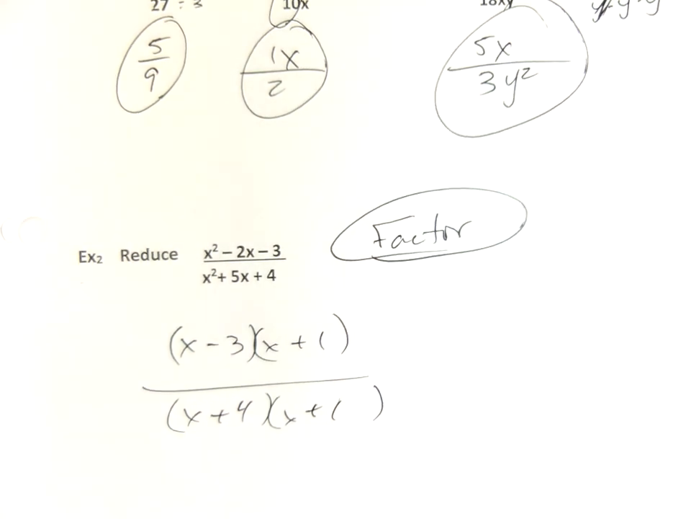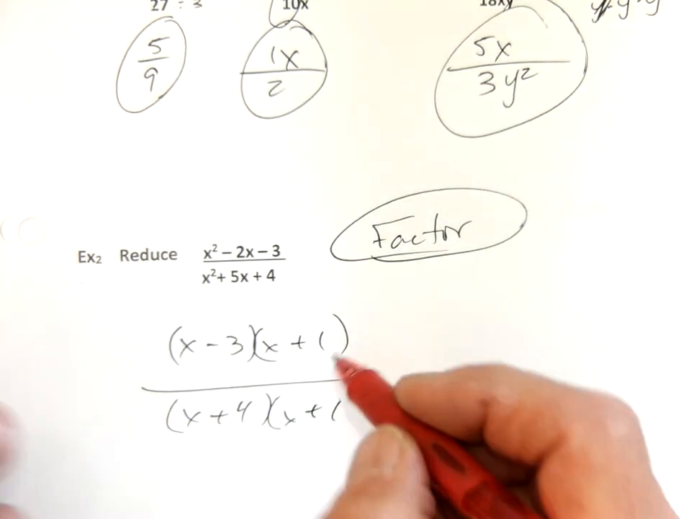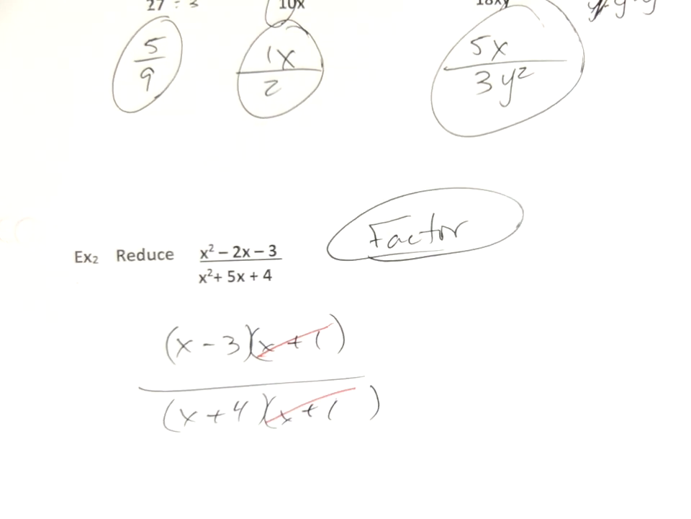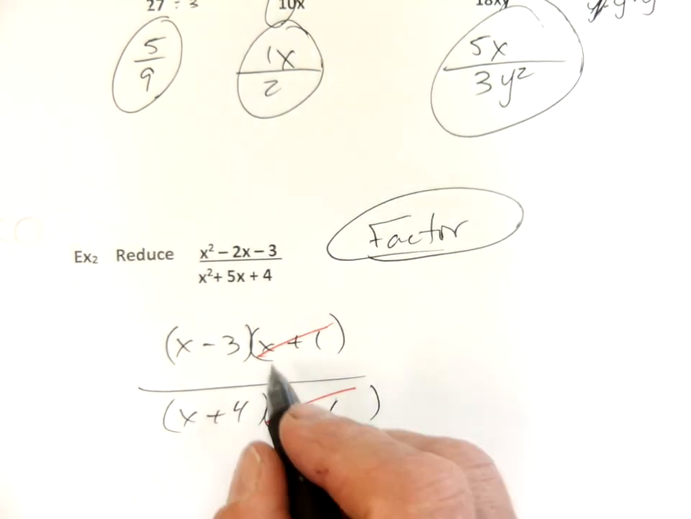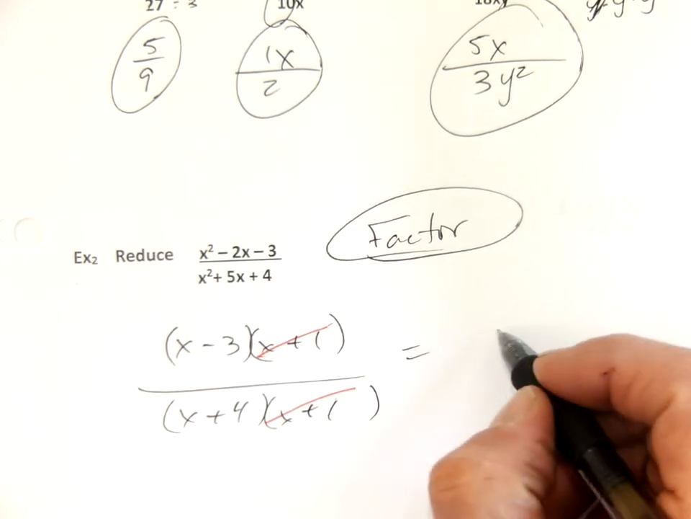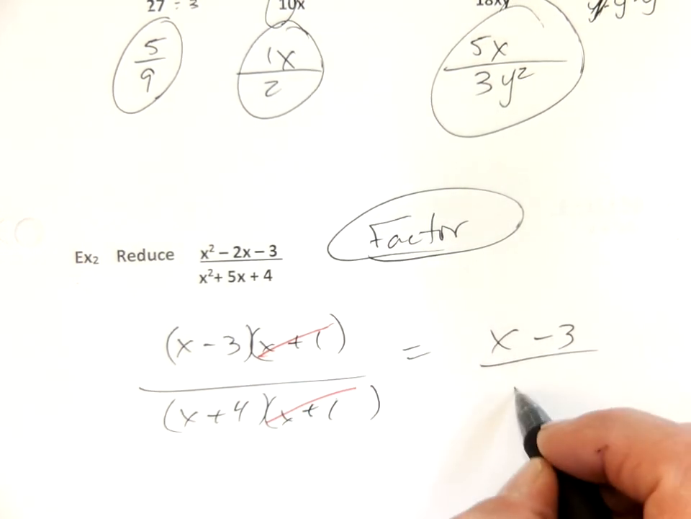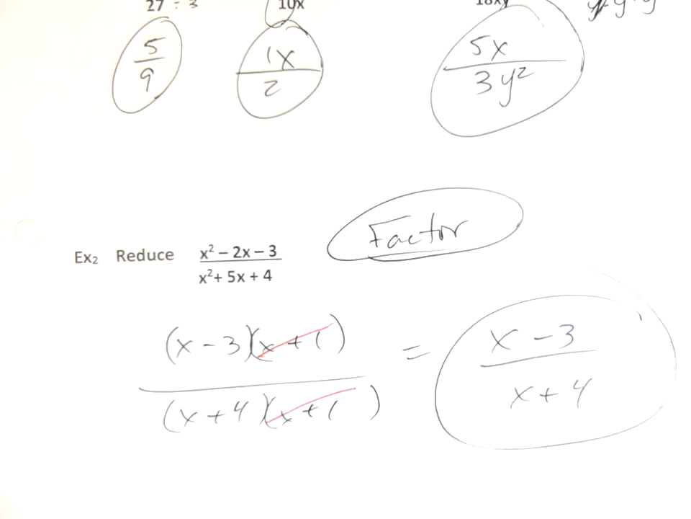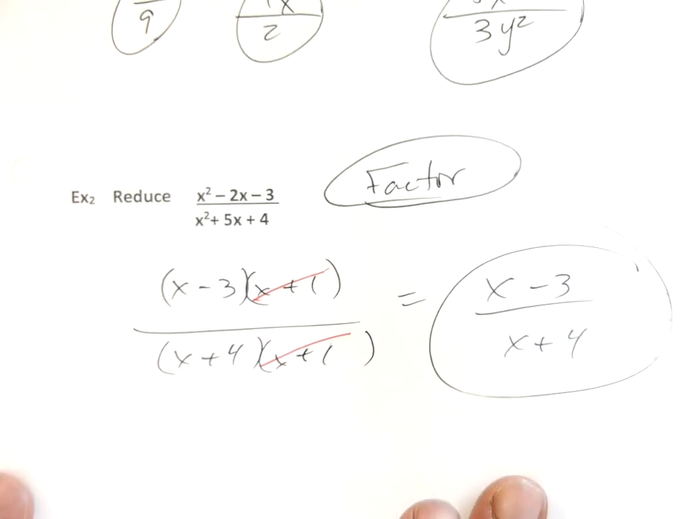Now here, at this point, you can cancel. You can cancel the x plus 1 over the x plus 1, because you cancel over multiplication. And so then finally you get an answer of x minus 3 over x plus 4. Okay? Got it. Awesome. All right?